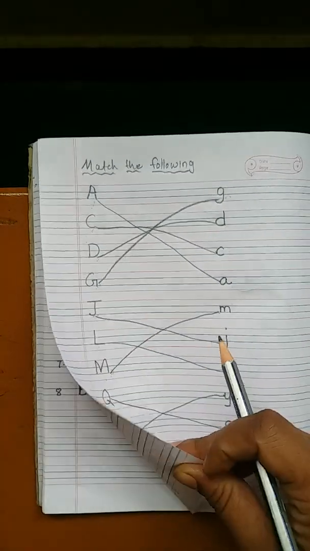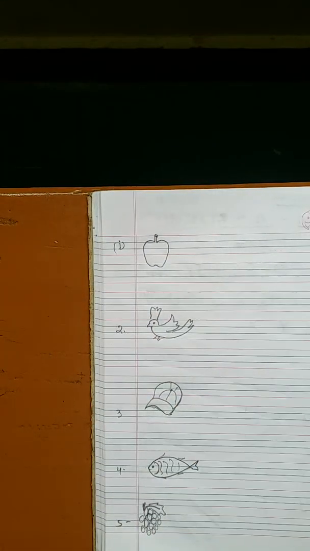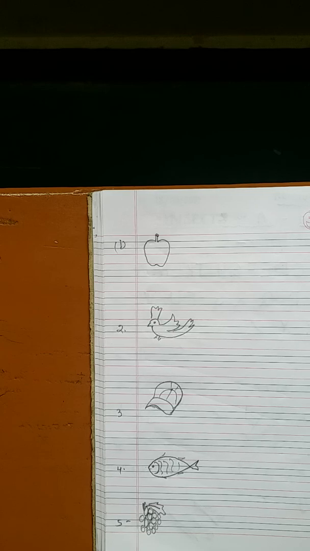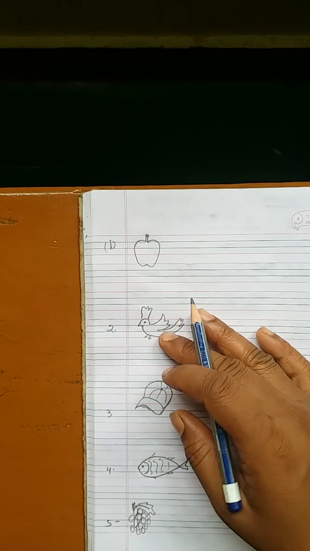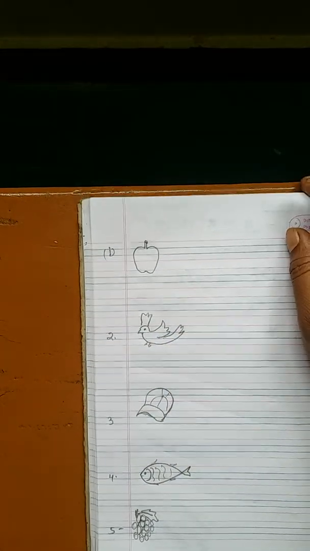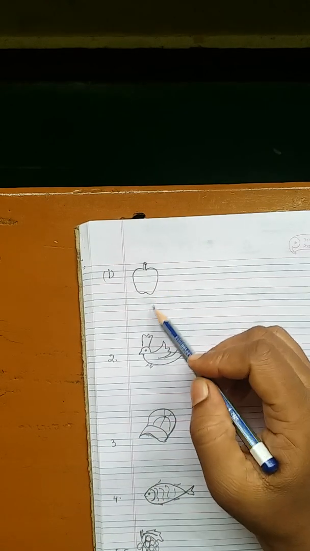Now see, one more thing I have prepared for you. Here are some of the pictures I have drawn. We have to write their names. Here what we have to do? Here we have to write their names. Now look at this picture.